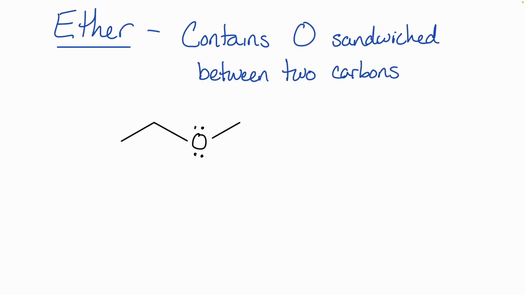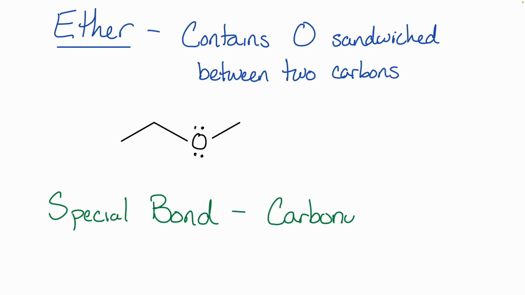The next three functional groups all contain the same bond that's very important in organic chemistry, so important that the bond itself gets a special name. Okay, so we have a special bond we're going to learn about, what's called a carbonyl bond, and this is a carbon-oxygen double bond.